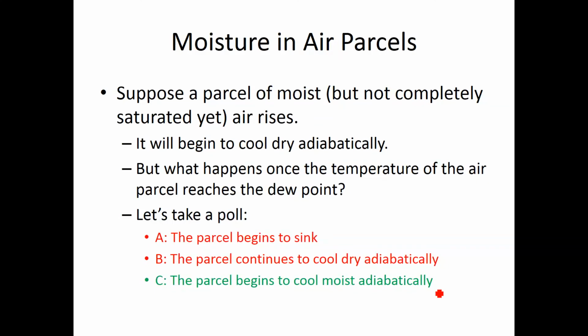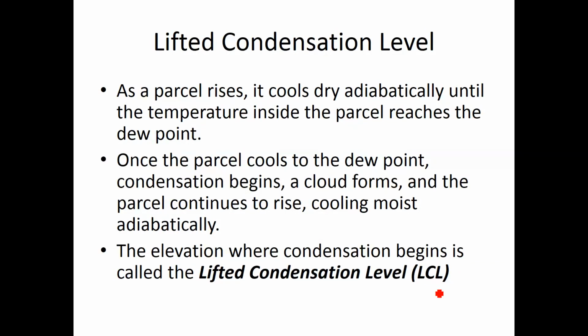Well, the answer is the parcel begins to cool moist adiabatically. Why? Because now moisture is condensing, and latent heat is being released. Therefore, it began rising dry adiabatically, but then it cooled to the dew point, began to condense, and began to rise moist adiabatically. We actually call the height that this happens the lifted condensation level.